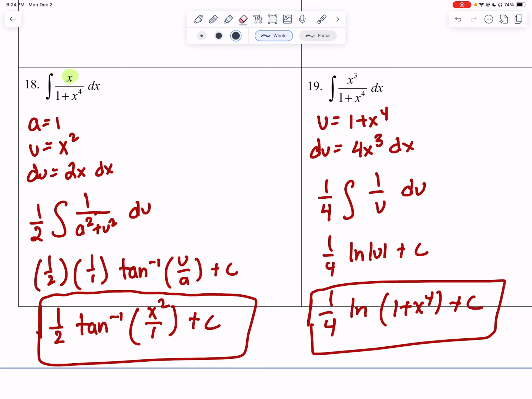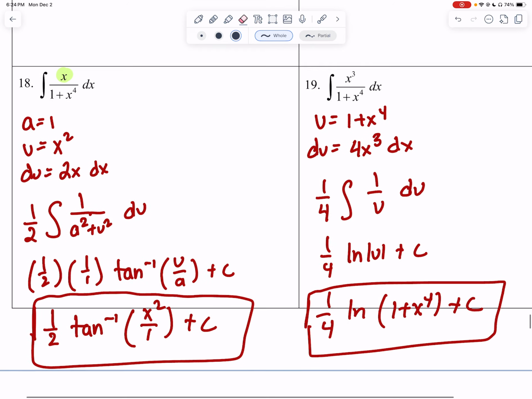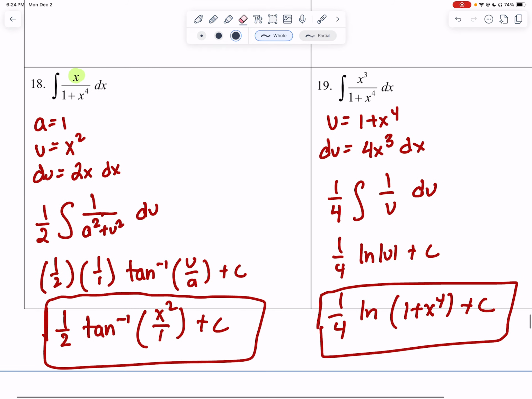Okay, so that was just a good problem, because you'll see that the slightest difference is going to change the whole problem.